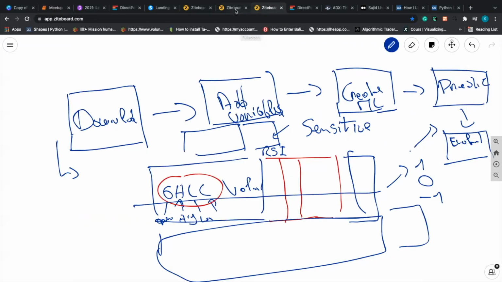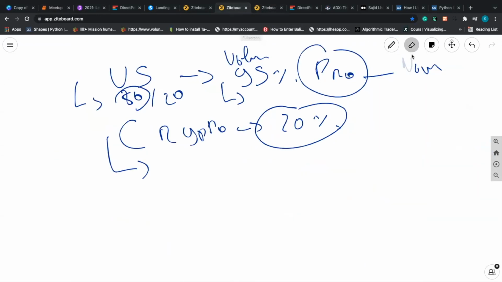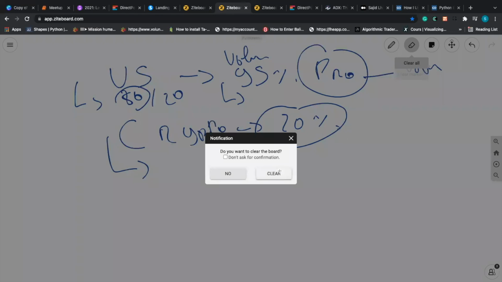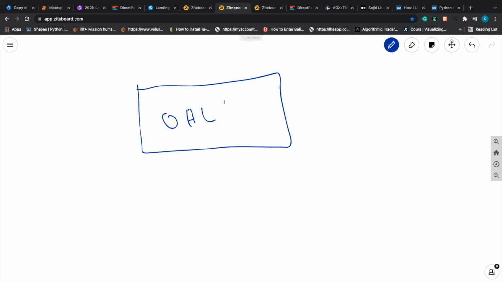Let me explain why we are going to take this step and why this step is very important. Here you have the state of your data, how your data is. Here you have your OHLC data, and we are going to take a lag of 1 row for the OHLC data.